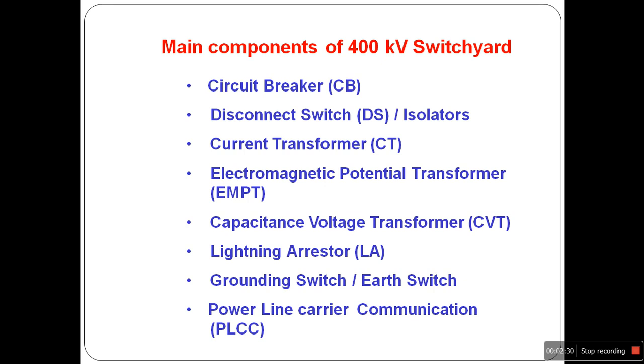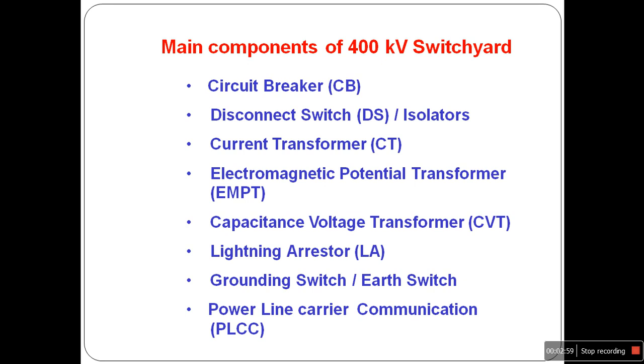Next, we see that the components used in 400 kV switchyards may be explained this way. First one, and the important equipment. I should not say important equipment, as all the equipments in a power system are important, and loss of any equipment will affect the availability and stability of the power system. So all the equipments are equally important.